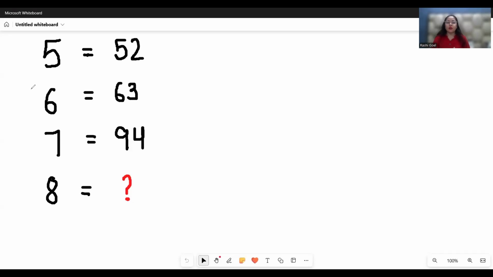5 equals 52. How? We know that the square of 5 is 25. Now if I reverse the digits, instead of 25, I write 52. So yes. So let's check if this is applicable to the next step or not.